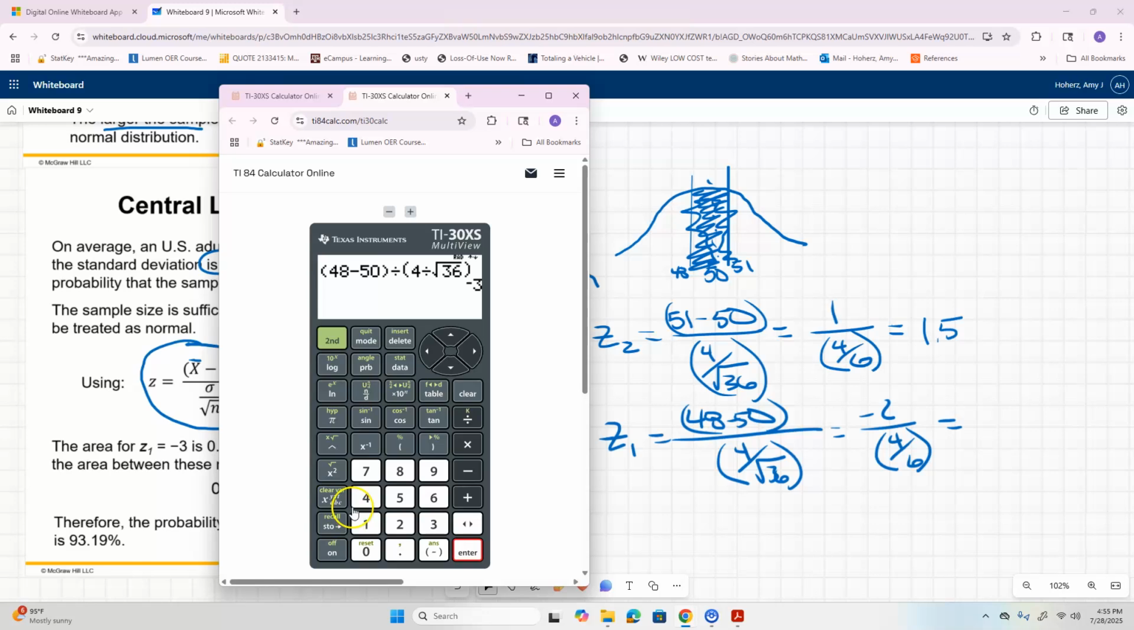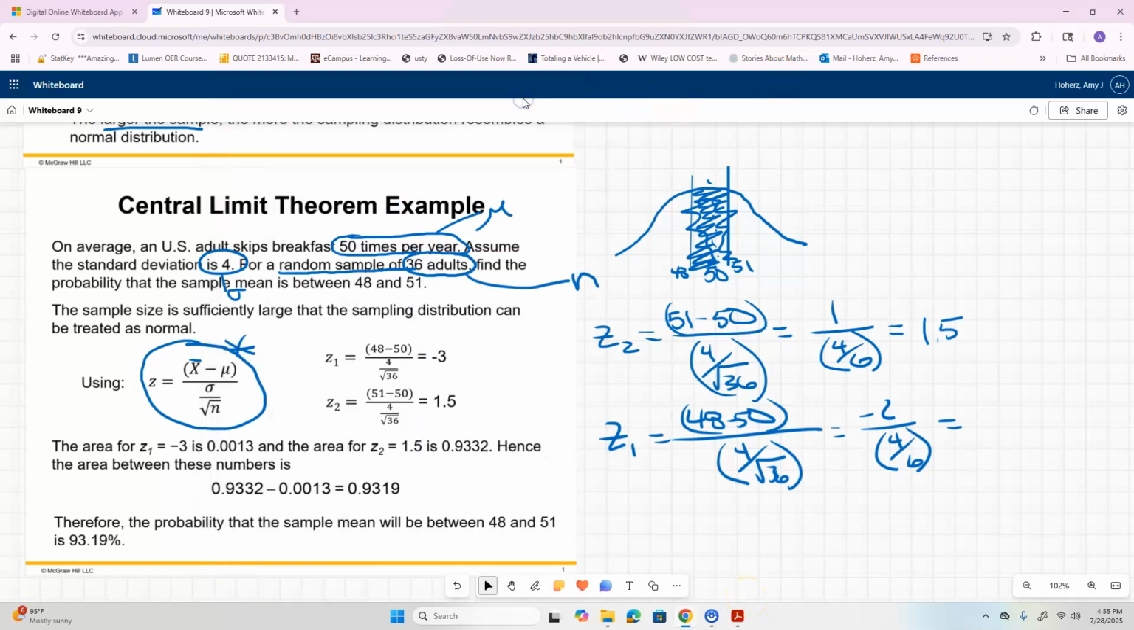Or if you'd like to do it the way that I prefer, I just do the 4 divided by square root of 36. I get that answer. And then I just look at the top. I see, oh, that's negative 2 because that's an easy calculation. So I do negative 2 divided by the answer. And you still get negative 3. So either way, you should get a negative 3. And you might want to practice that just to make sure you aren't frustrated on your homework. Okay, so we get negative 3.